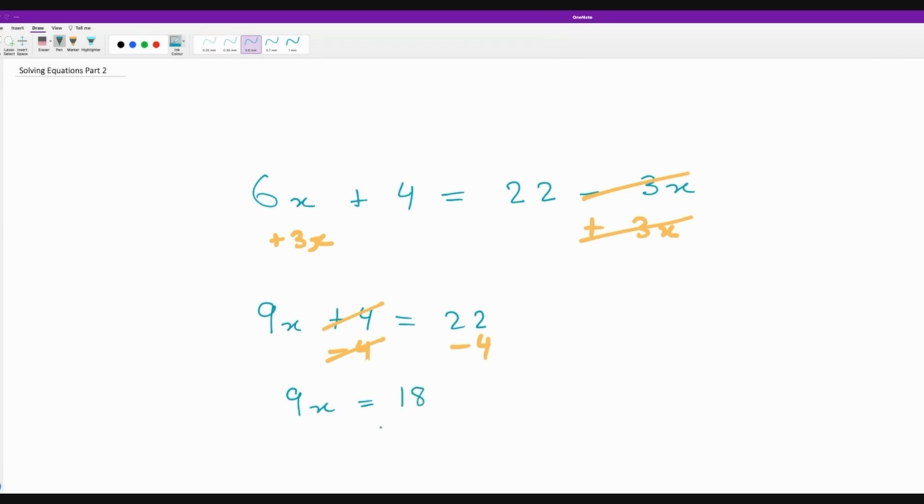Now from here, we're at the final step. We need to move this multiplied by 9 to the other side. To do that, we do the opposite of multiplied by 9, which is divide by 9, and we do it to both sides. That way, the multiplied by 9 and divide by 9 cancel, leaving us with just x is equal to 18 over 9, which is just equal to 2.